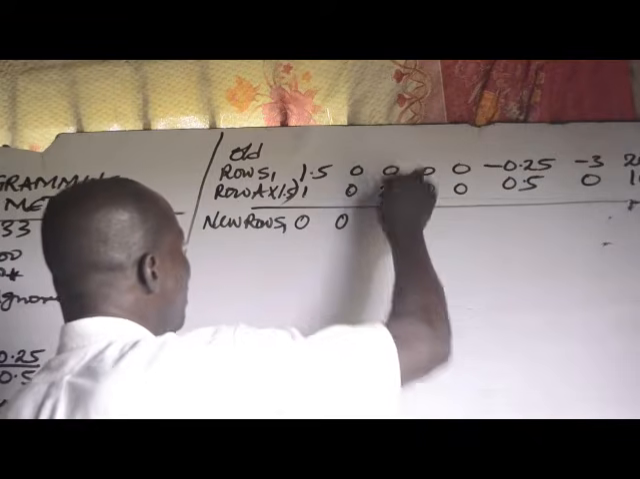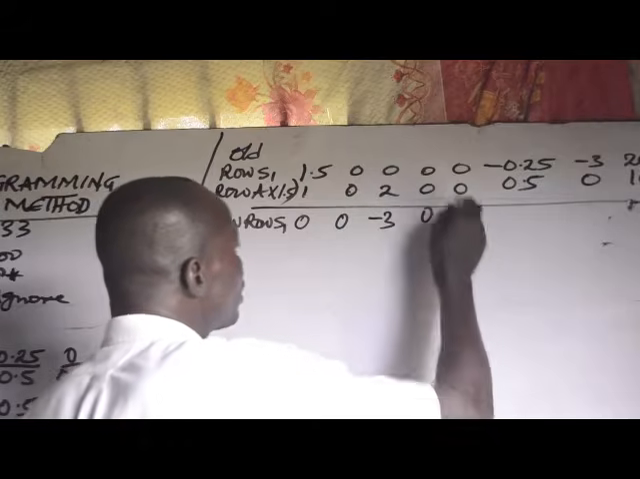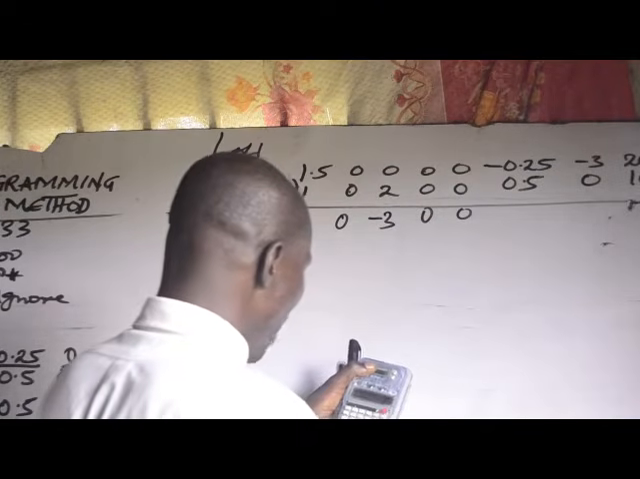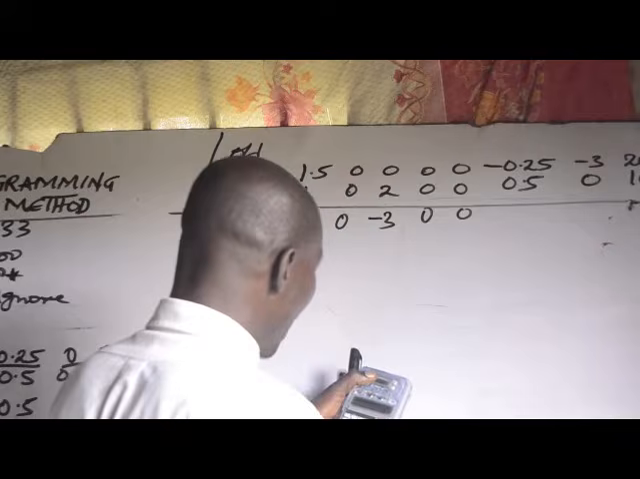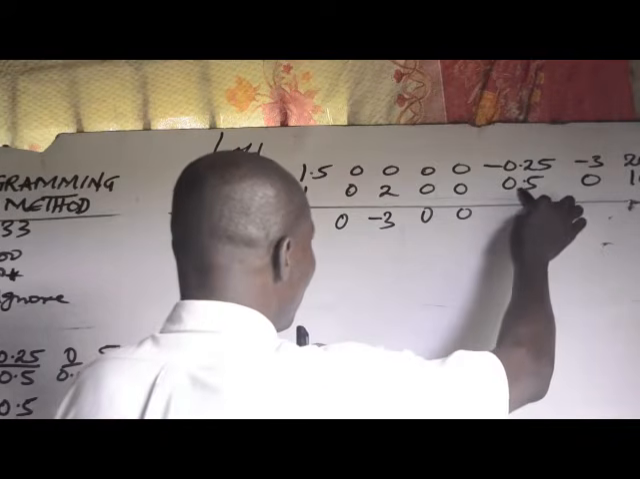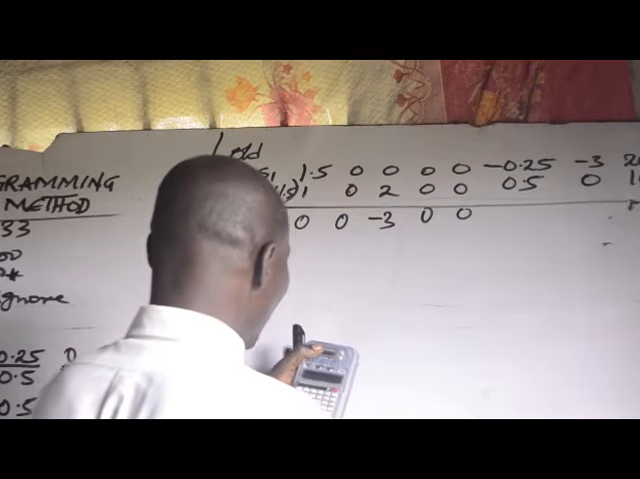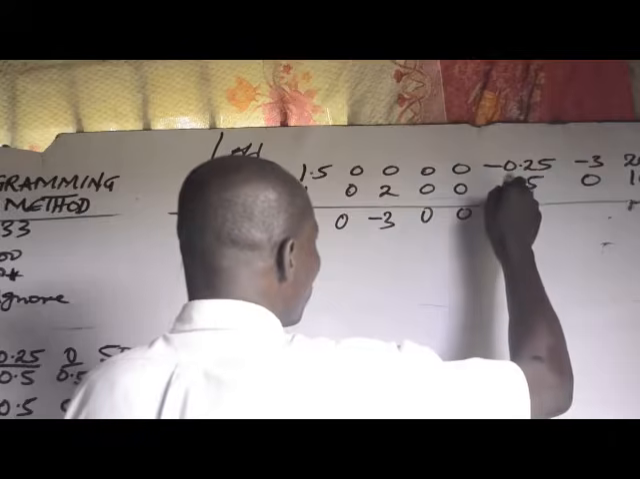3. 0 minus 3 will be minus 3. This will be 0. This will be 0. 1.5 times 0.5. That gives us 0.75. Minus 2.5 minus 0.75. That will give us minus 1.